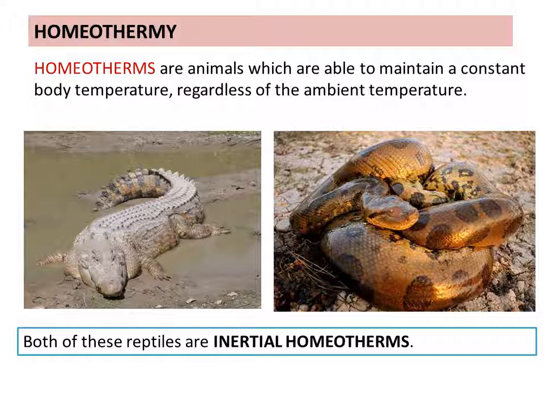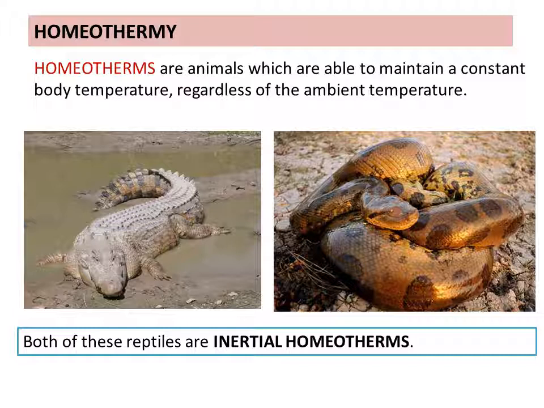So these are called inertial homeotherms, which basically means that they manage to keep their body temperature up by sitting in the sun, gaining a lot of sun, and their bodies are so big that they can store quite a lot of their energy from the sun, and that heat loss is relatively low because their surface area is relatively low compared to the volume of their tissues inside.